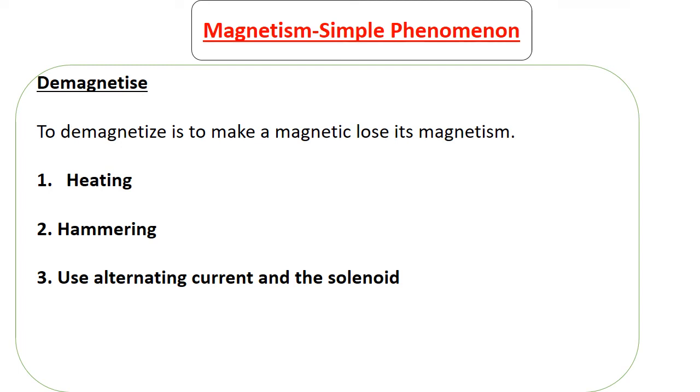Alternate current is the one that comes from Zesco. I won't go into details. For now, I'll leave it here. So if you use alternate current and the solenoid, you can demagnetize a magnet.